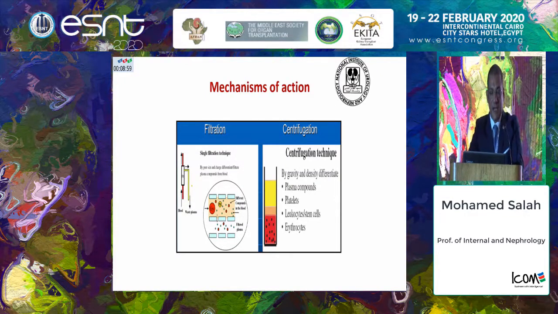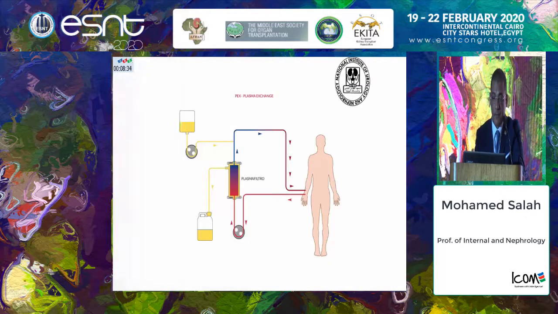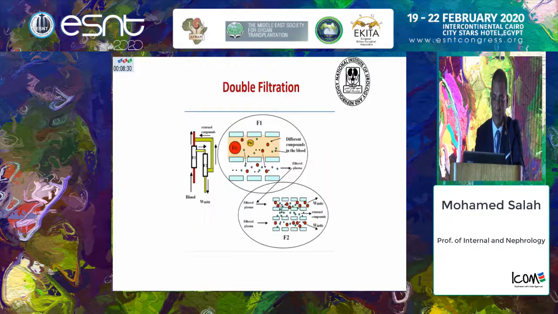Some examples of the mechanism of action, as we said: in filtration by single filtration technique, by pore size and charge differentiate, filtrate plasma compounds from blood, as we can see, and centrifugation technique by gravity and density differentiate plasma compounds, platelets, leukocytes, stem cells, and erythrocytes. Again, this is the diagram of what we described.